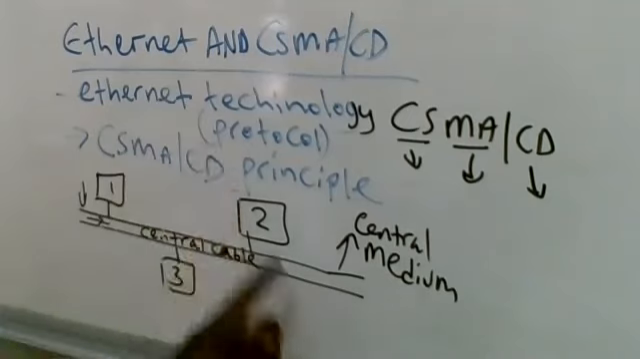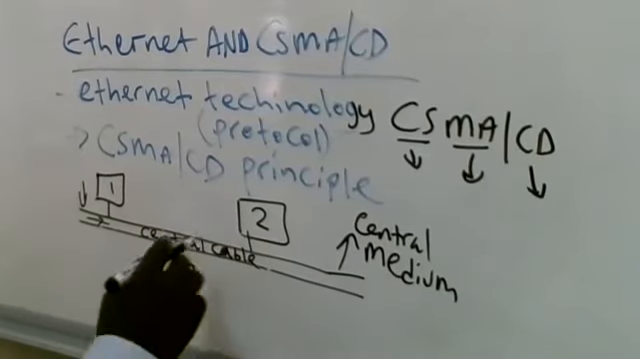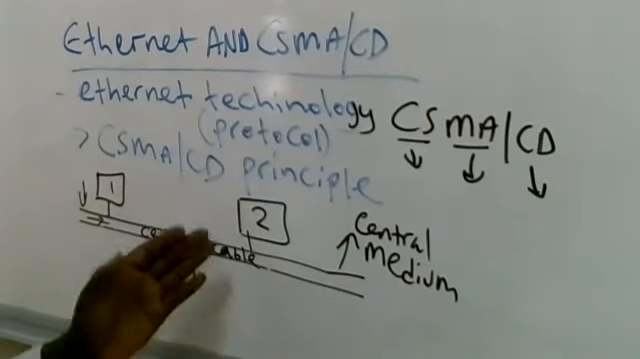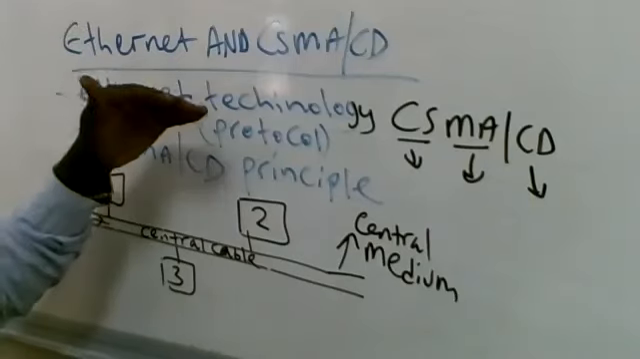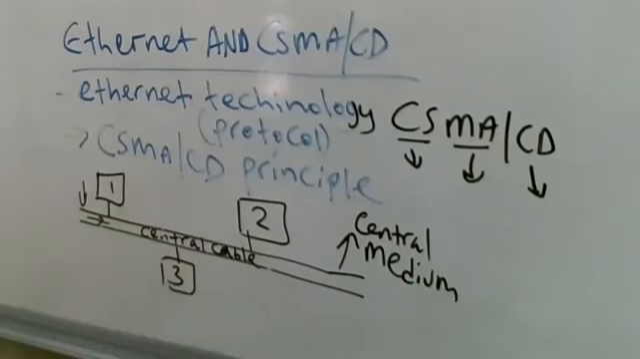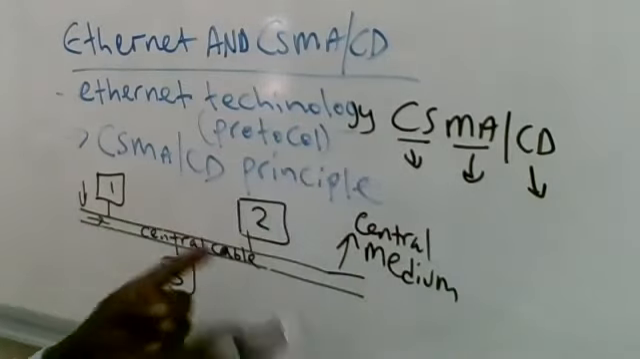So this happens on the LAN networks, local area networks. Only one computer works at a time. And that is applied in what we call the bus topology and sometimes in the star topology. So that's what Ethernet means. Ethernet basically is just a technology which is used by computers on the LAN to communicate. But when they're communicating, they use the CSMA/CD principle to avoid collisions.